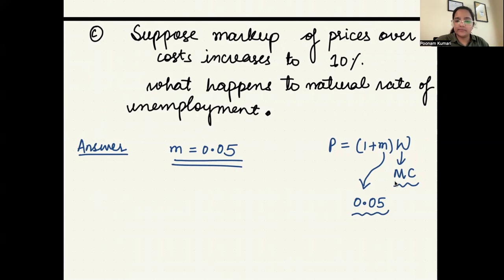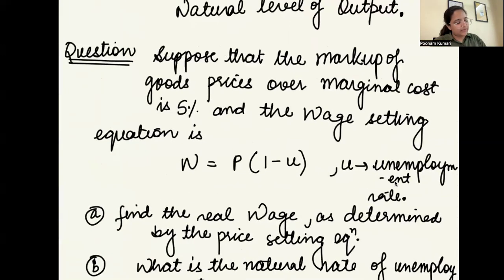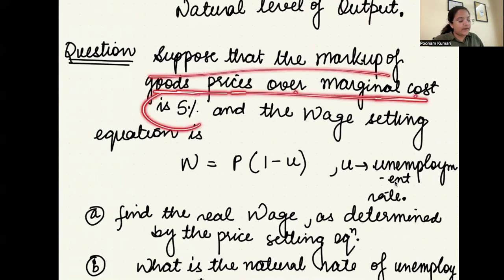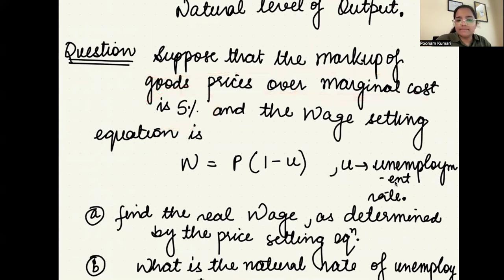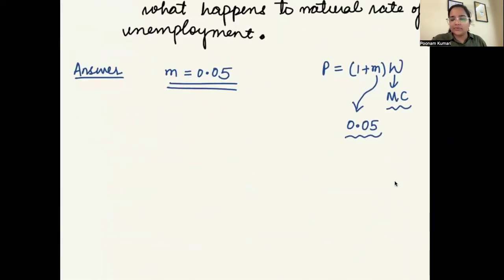Now it's given in the question. The markup is, suppose that the markup of goods prices over the marginal cost is 5%. So you are taking the marginal cost plus 5% of marginal cost you're charging extra. So that is your markup, right? Everybody clear with this step?